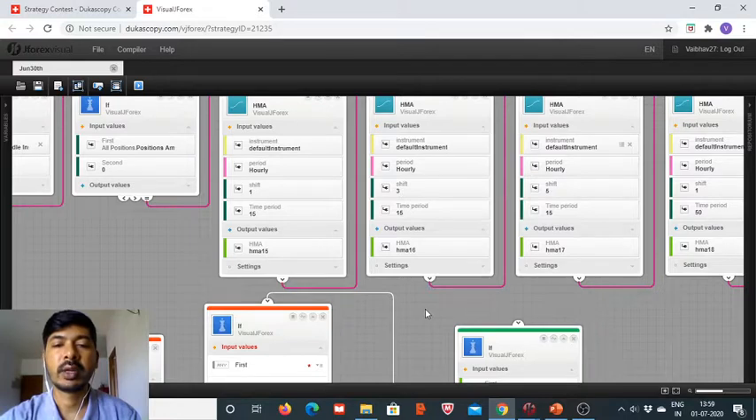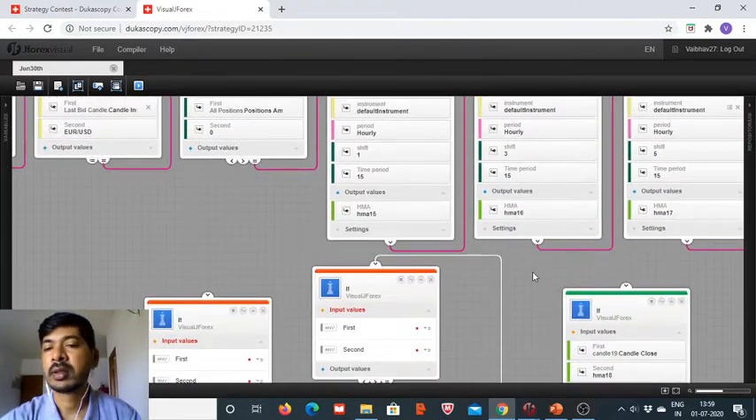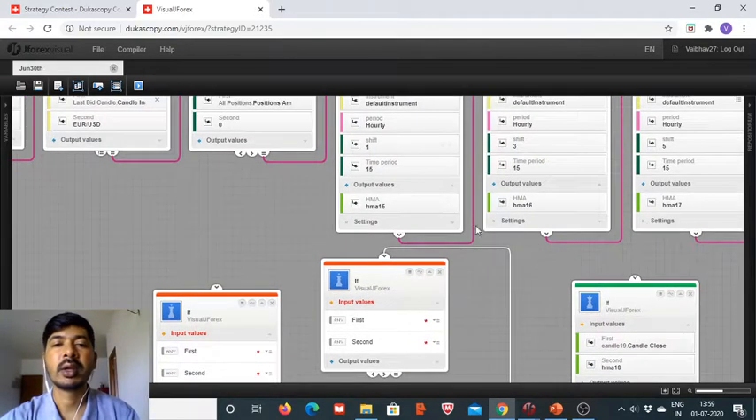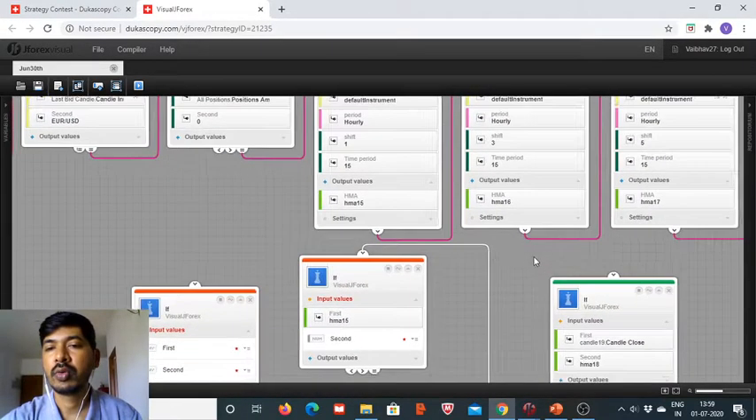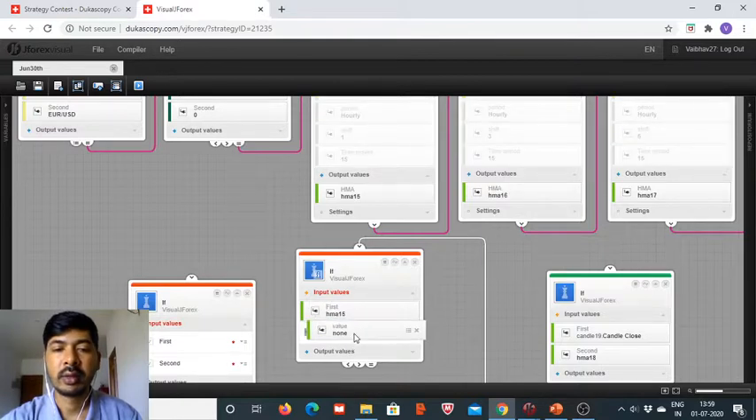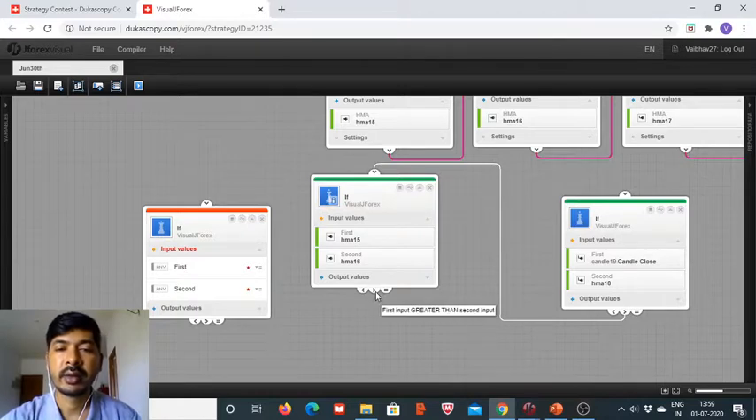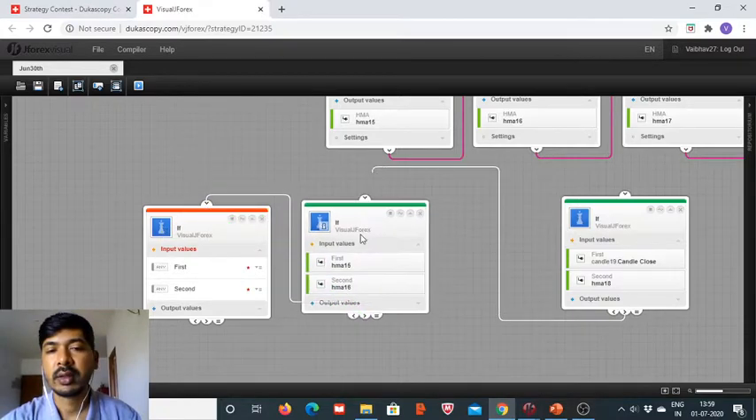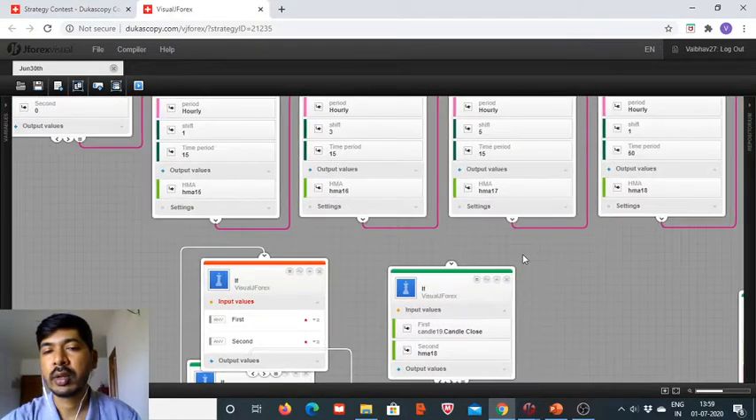So what we need to do is to look at the HMA 15's last hour's level, which is HMA 15 itself, and we need to compare it to HMA 16. Here HMA 15 should be higher than the HMA 16, first input greater than second input, and then HMA 16 should be lower than HMA 17.